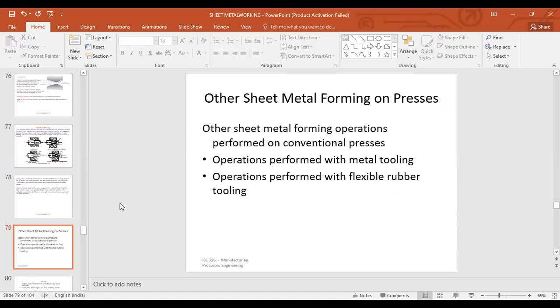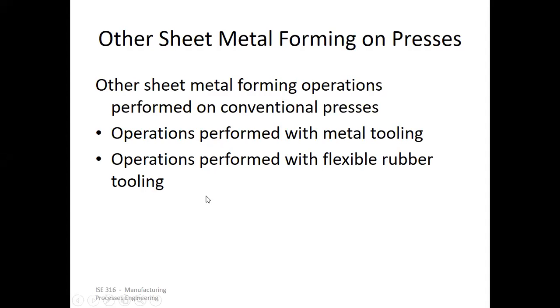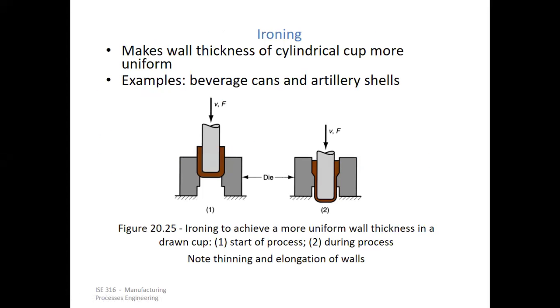Now, what are some of the other sheet metal forming processes on presses? Other sheet metal forming operations are performed on conventional presses, and then operations performed with metal tooling and flexible rubber tooling. We'll see just a glimpse of it. As for example, the ironing, which we had covered some part of in the last few classes, I think.